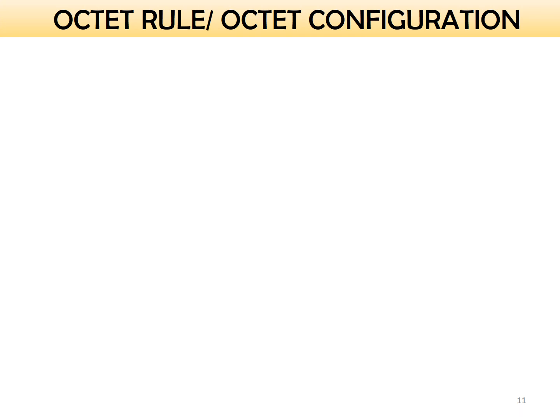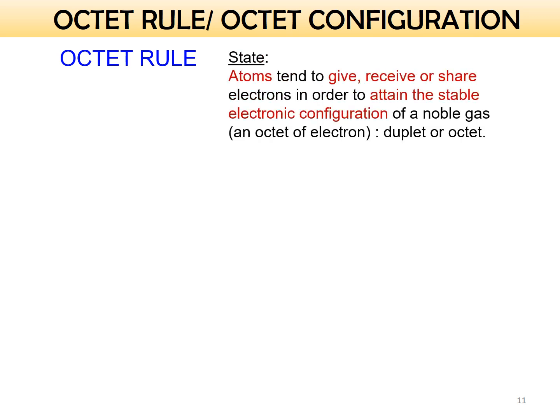In the formation of either an ionic bond or covalent bond, atoms strive to achieve the electronic configuration of a noble gas. Noble gas have a particularly stable octet of 8 valence electrons, except for helium, which is stable with 2 electrons. Chemical bonding is correlated by the octet rule. Octet rule states that atoms tend to give, receive, or share electrons in order to attain the stable electronic configuration of a noble gas, either duplet or octet.